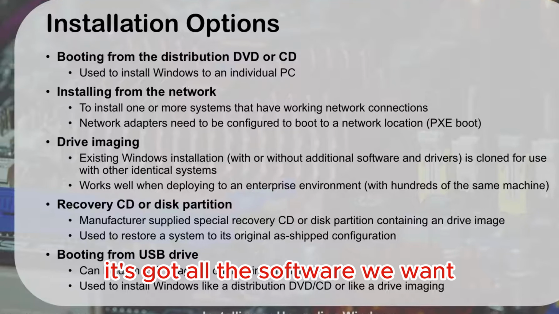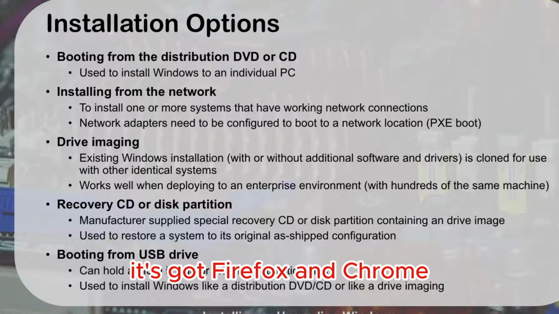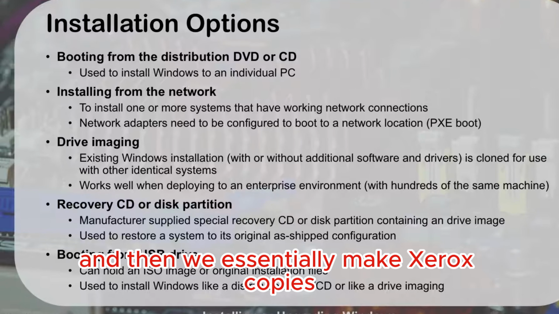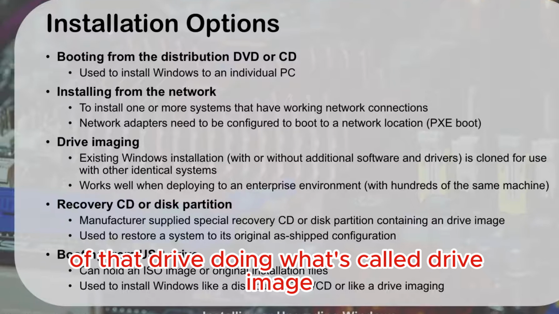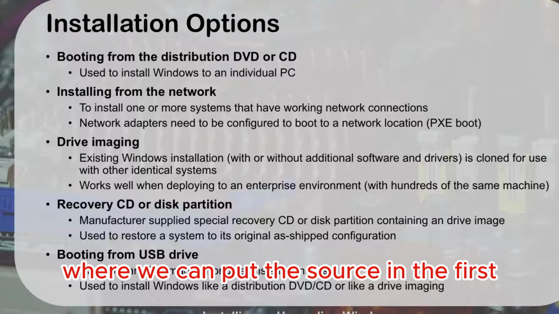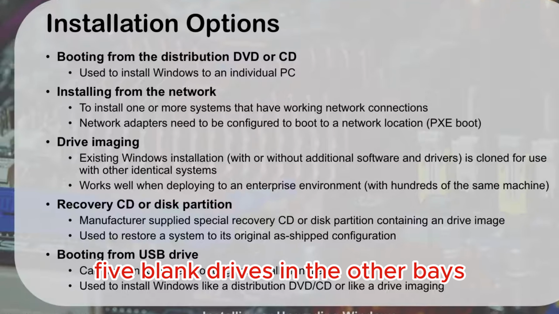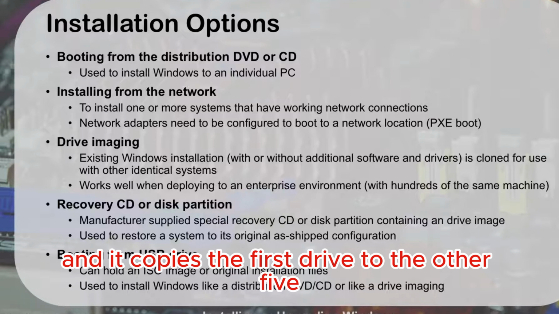It's got all the software we want. It's got the Windows on it. It's got Firefox and Chrome, and it's got Microsoft Office and everything we want. This is the perfect image. And then we essentially make Xerox copies of that drive, doing what's called drive imaging. And we have a tower where we can put the source in the first bay, and we put five blank drives in the other bays, and it copies the first drive to the other 5.